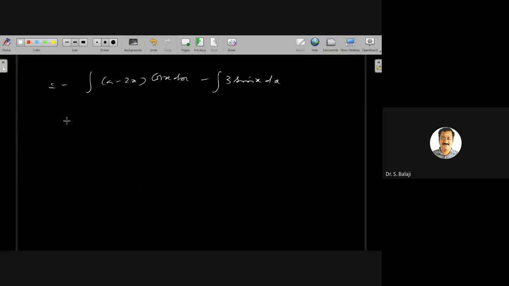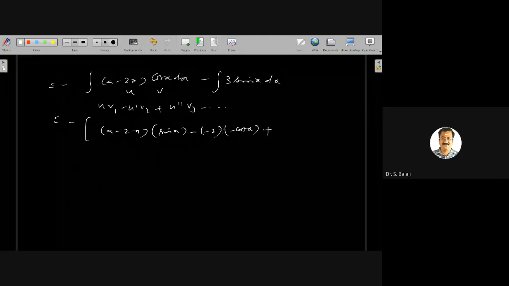You separate the integration. Now again use the uv model: u v1 minus u dash v2, Bernoulli's formula, plus u double dash v3, minus, etc. Here u is a minus 2x, v1 is the integration of this one, which is sin x, minus the differentiation of this one, minus 2, times the integration of this one, minus cos x. Then the formula plus the differentiation of this one, which is 0. That's all. Minus 3, the integration of sin x will be minus cos x.